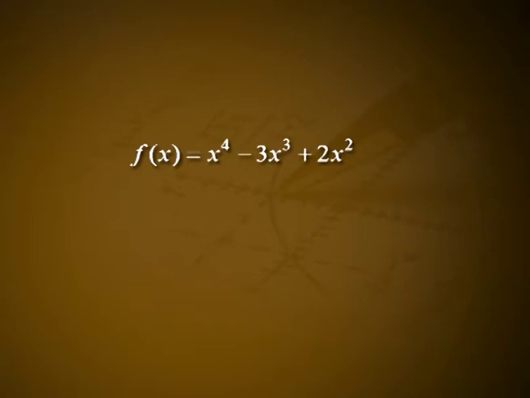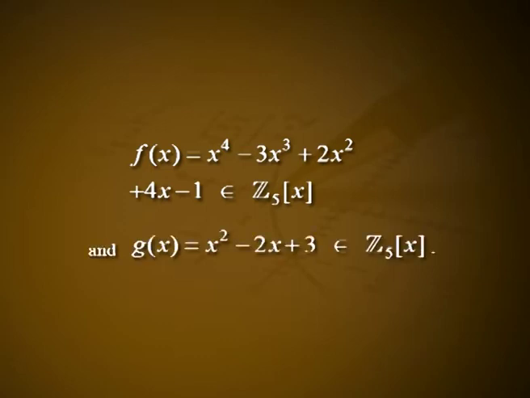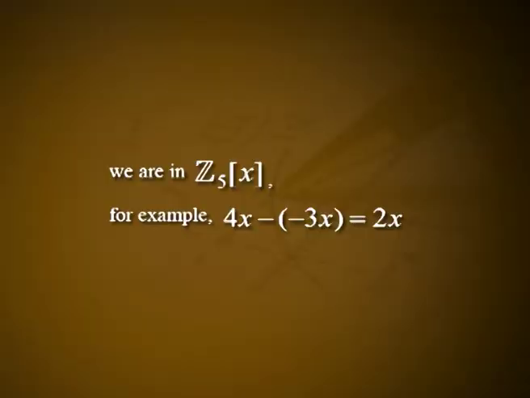Applying the division algorithm to f(x) = x^4 - 3x^3 + 2x^2 + 4x - 1 in Z5[x], and g(x) = x^2 - 2x + 3 in Z5[x]. Solution. The long division should be easy to follow, but remember that we are in Z5[x]. For example, 4x - 3x = 2x.